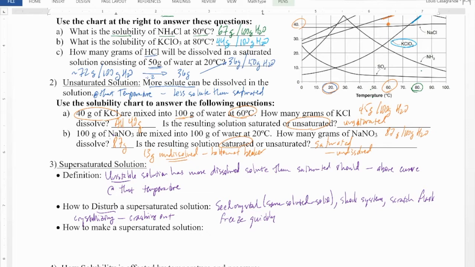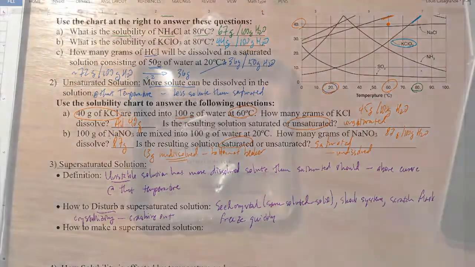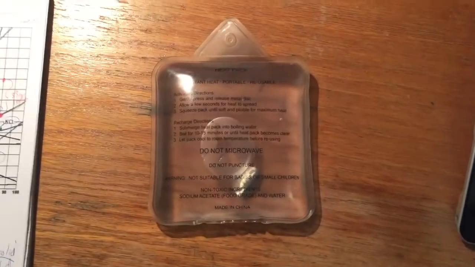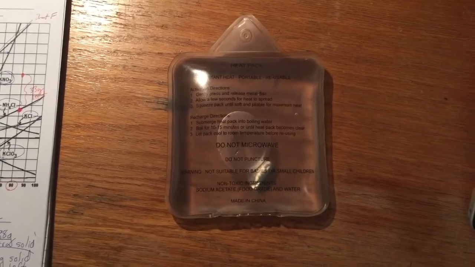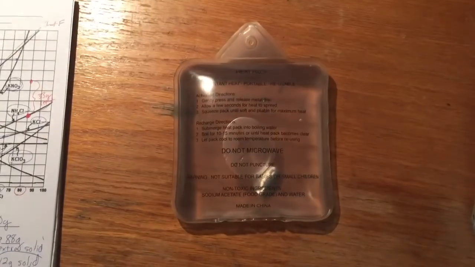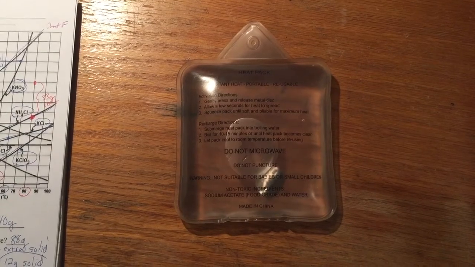Now, I'm going to insert here a video that's going to show you an example of a supersaturated solution and explain exactly what happens when it crashes out. Okay, so this is a supersaturated solution. It's a reusable heat pack that has a supersaturated solution of sodium acetate in it. And you can see it's a liquid. This would be a lot cooler in person, but we're going to do what we can do.